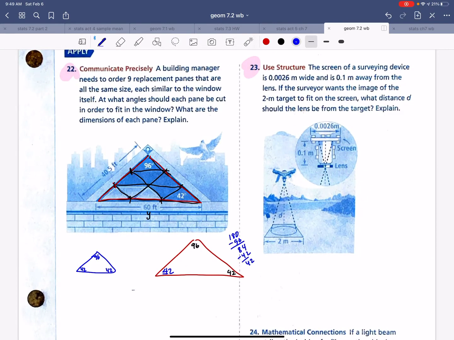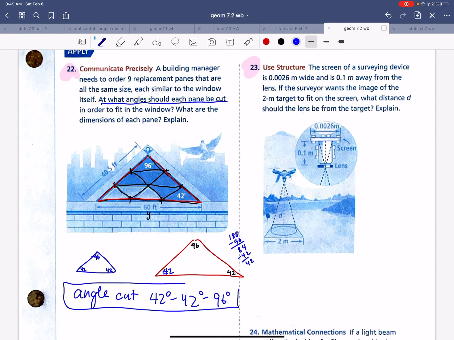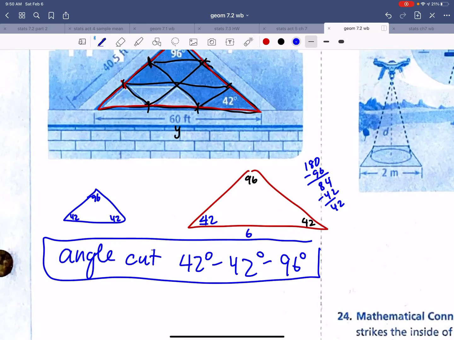So one of the questions here is what angles would the pane be cut? So the angles are cut at 42, 42, 96. All right, that's one part of our answer. Another part asks, what are the dimensions of each pane? Okay, so if the mom is 60 and 40.5, then this was cut in 3 equal pieces. So we just want to divide by 3 and divide by 3.